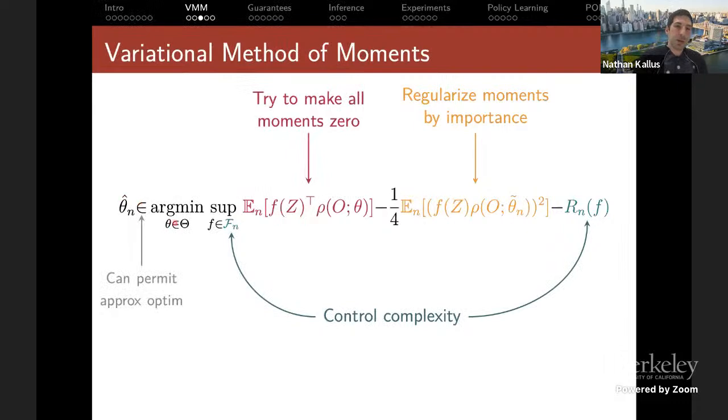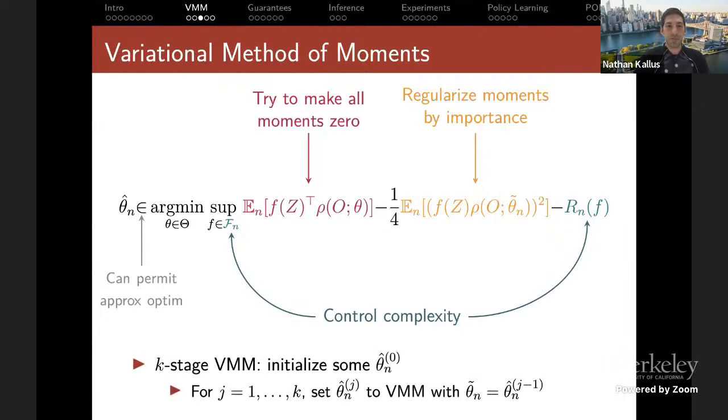Now I'm saying we're going to minimize this, but we can actually also permit some approximate optimization. We can have that theta n is only approximately optimizing the supremum, which will be useful in practice and is not going to change any of the results. But to keep things simple and straightforward, we're just going to stick to exact optimization for now.